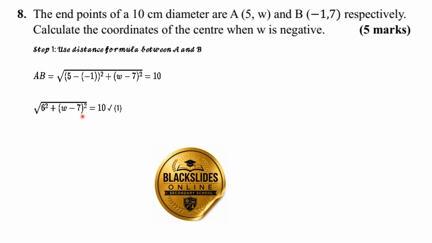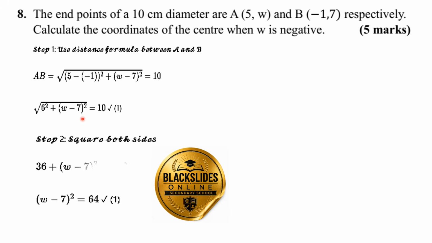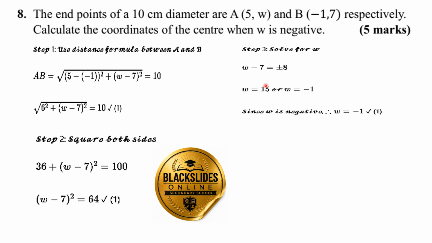So square both sides, remove the root sign, will give us 36 plus open brackets W minus 7 close bracket squared. So solving for W will give us W equals either 15 or -1, but we are told that we need to select the negative value of W. So since W is negative, that means W is -1.